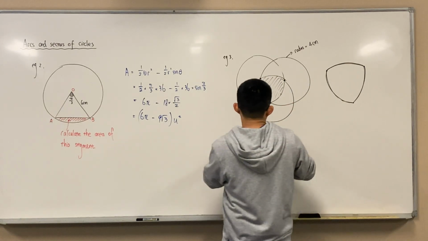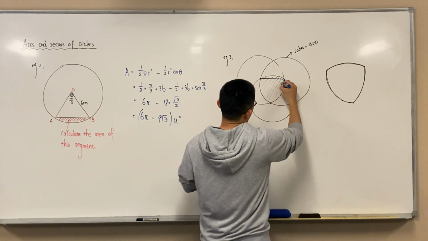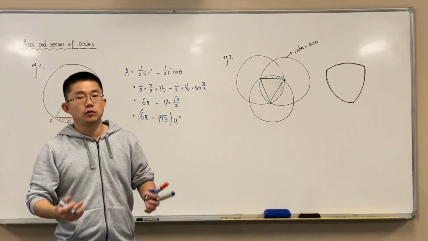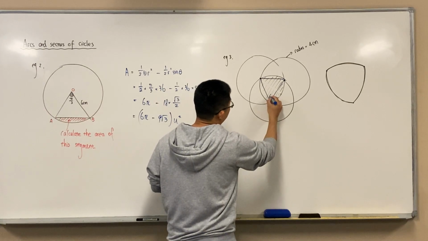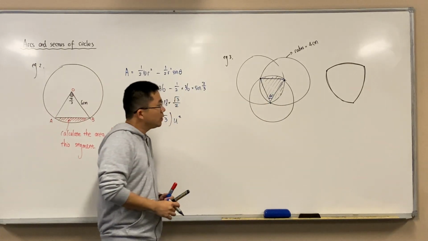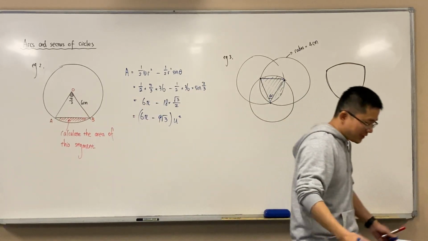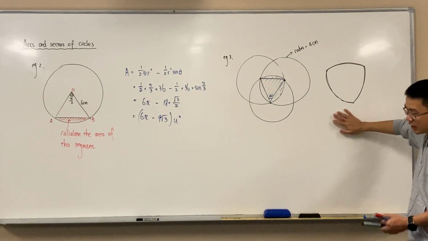I need to give you more information, otherwise you can't do it. If I connect all these 3 points together, let me tell you the triangle here is an equilateral triangle, which means that's 60 degrees each. With that information, you should be able to work out the answer. How do we do it? Let's focus on this diagram here.